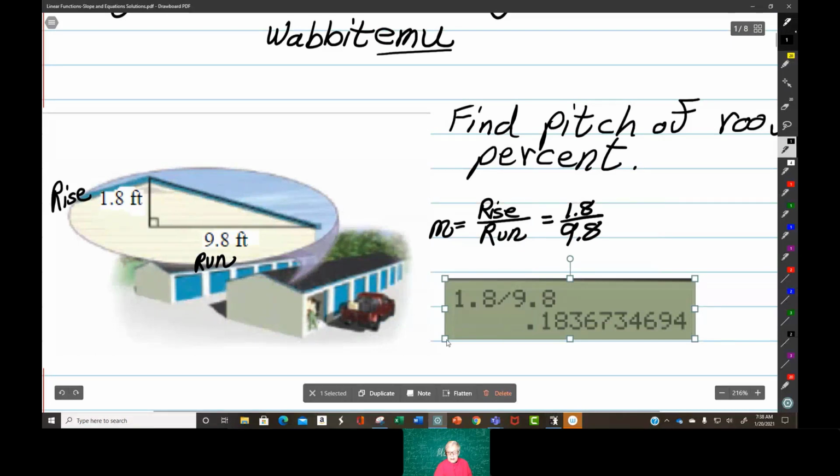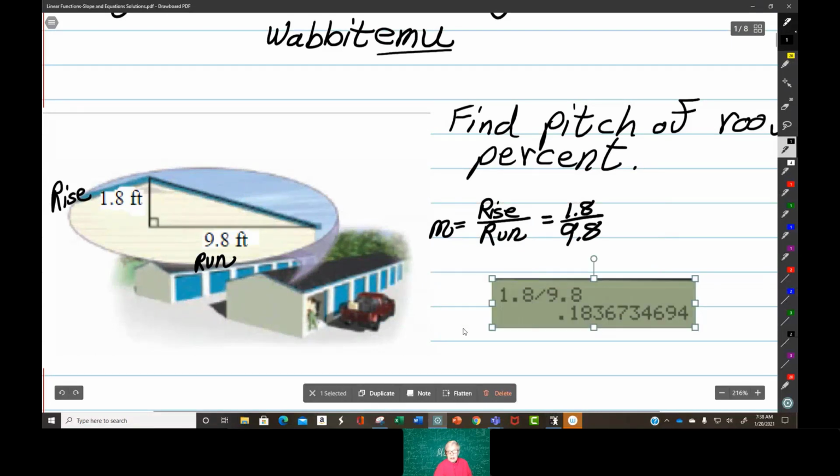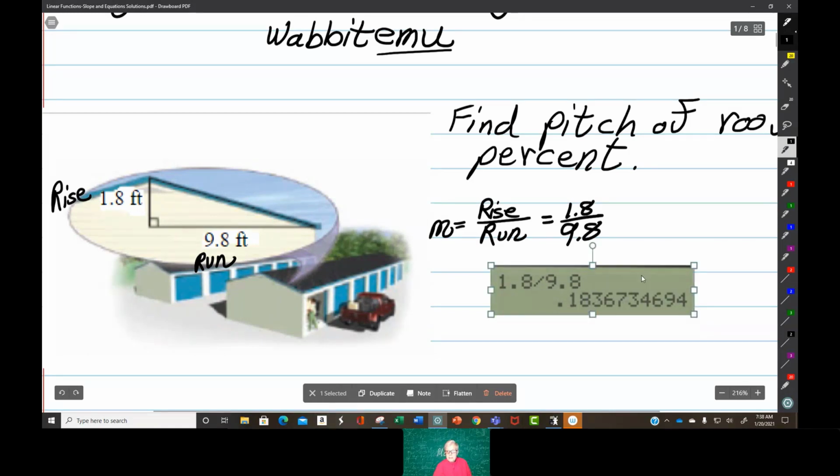As you can see, this calculator is green, like your calculator. Probably most of your calculators have a green background.